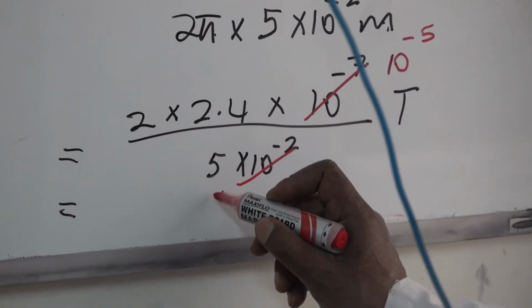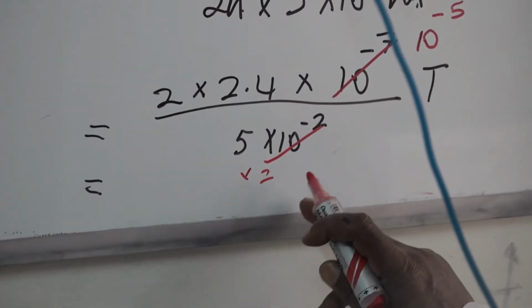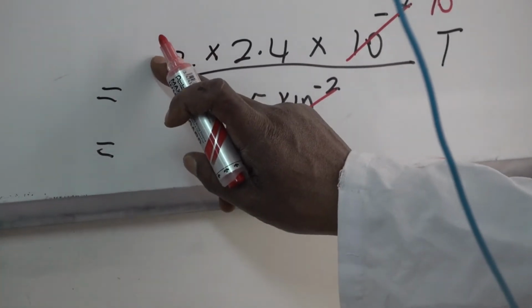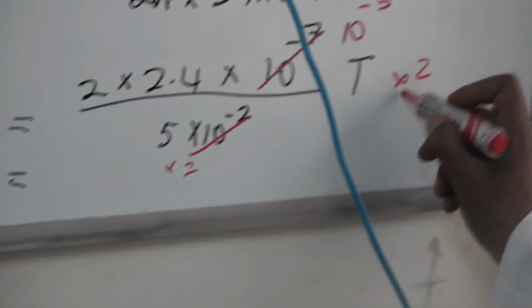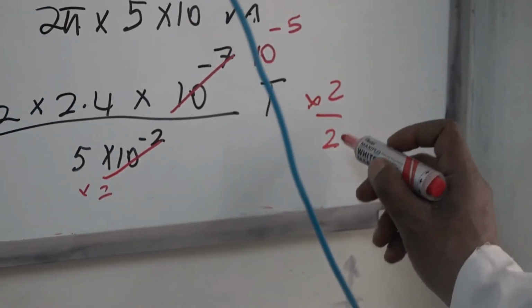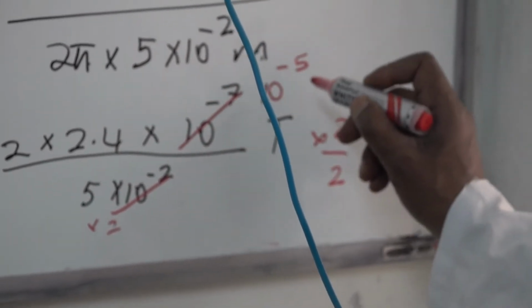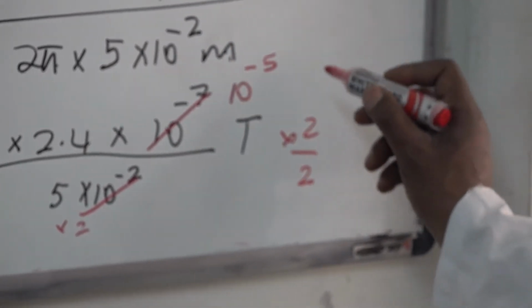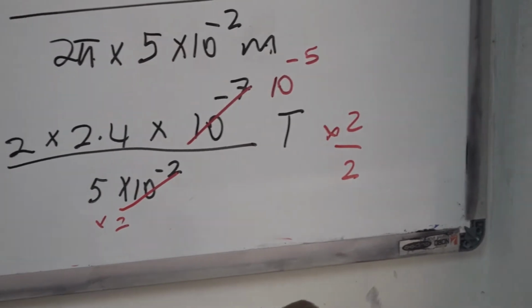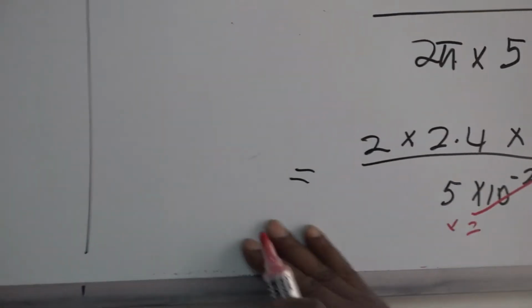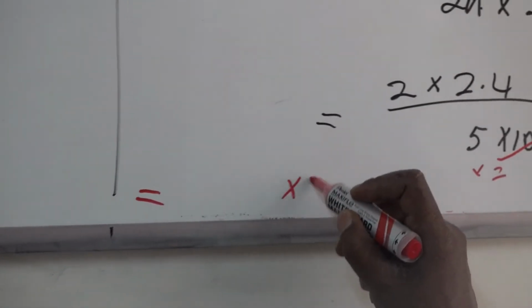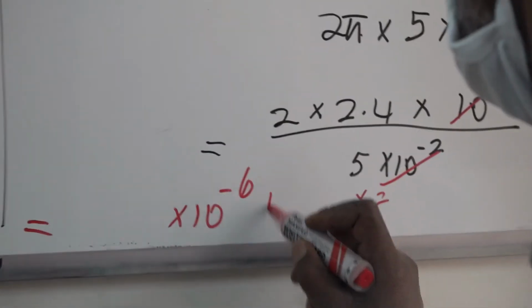Multiply by 2 here. When you multiply by 2 here, you get 10. Multiply by 2 here too, numerator and denominator by 2. 2 over 2. So 2 times 5 gives you 10. When 10 comes to the numerator, it becomes 10 to the power of minus 1. With 10 to the power of minus 5, it gives you 10 to the power of minus 6. So we have it like this, times 10 to the power of minus 6 Tesla.